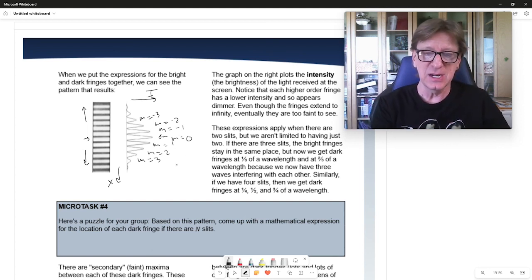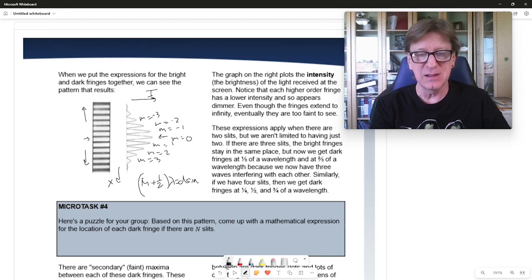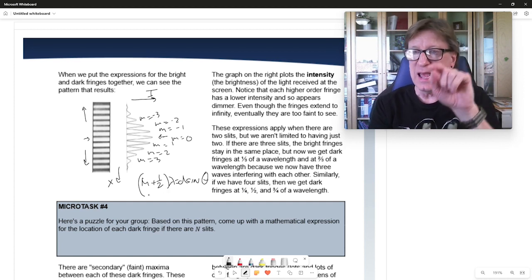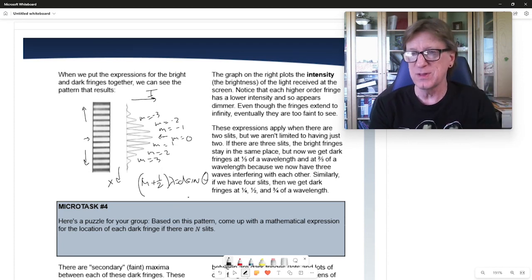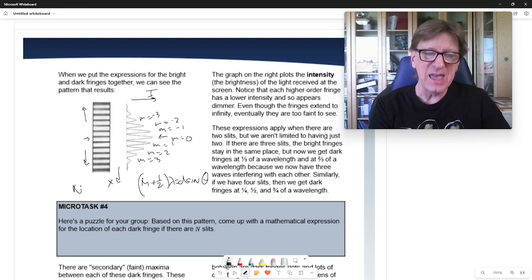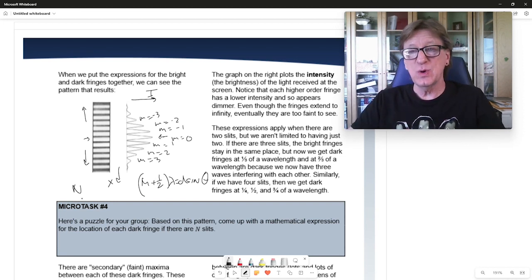And we're just going to sketch that out to the side here. But remember, that's going to be (m + 1/2) lambda = d sin theta, right? Because then when m is 0, I'll get half a wavelength. When m is 1, I'll get 3/2 of a wavelength, and so on and so on. So whatever we get when we have n slits needs to also satisfy that when n equals 2.